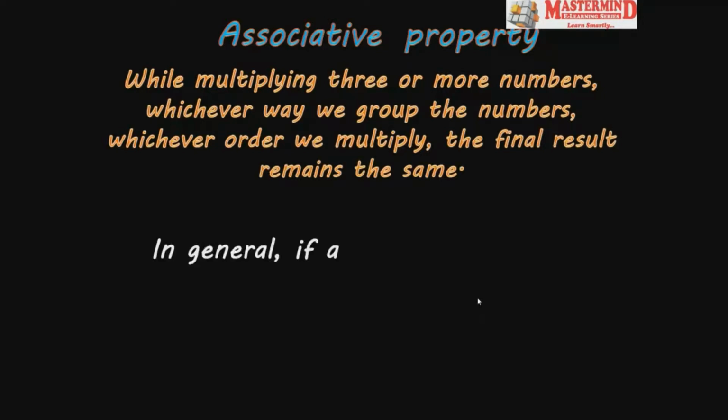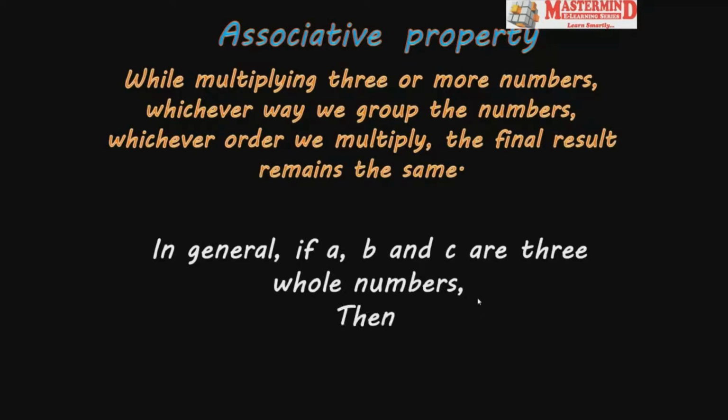So in general, if A, B and C are three whole numbers, then A into (B into C) is equal to (A into B) into C. That is, the bracket can be put anywhere, but the product remains the same. Now, this was the associative property of multiplication.